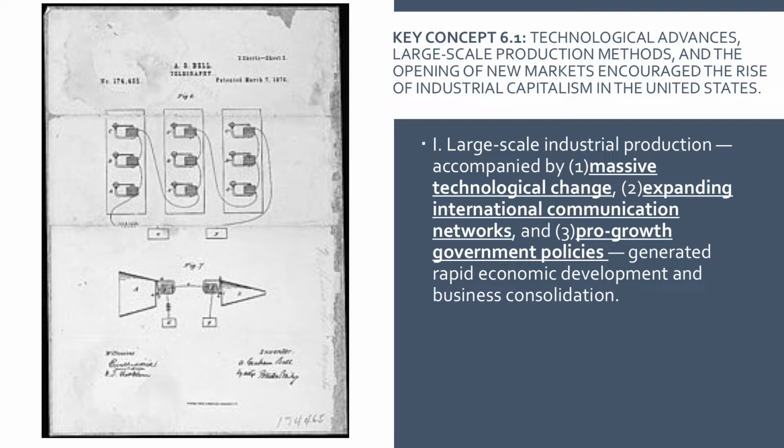We're going to get massive technological change we're going to talk about, an expanding international communication network, and very pro-growth government policies to help capitalism. This very blurry picture over here to the side, I'm sorry about that, is a picture of a patent that Graham Bell got for his telephone, actually. So yes, communication networks are coming now.